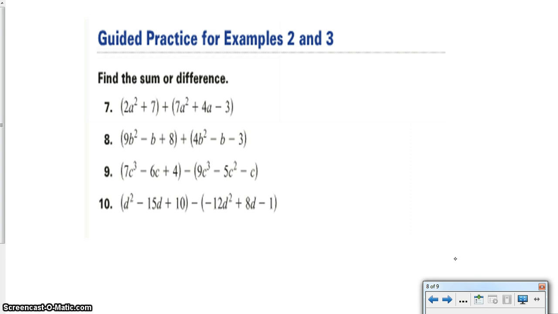Here's some guided practice problems for you. Go ahead and stop the tape and write them down. This will be part of your warm-up for tomorrow. So my suggestion would be to go ahead and get them done tonight so that you can talk to your partners in group tomorrow.